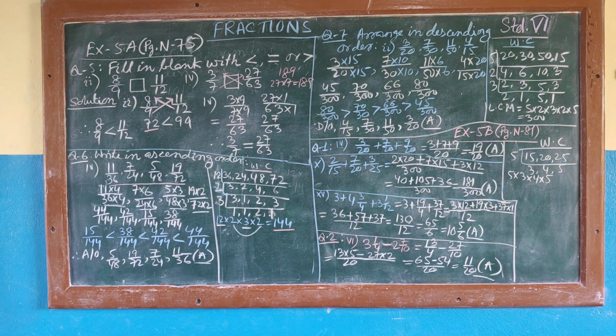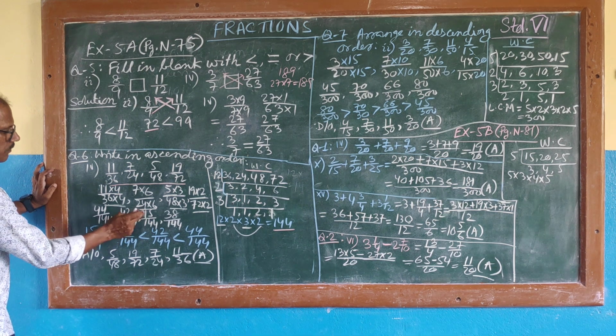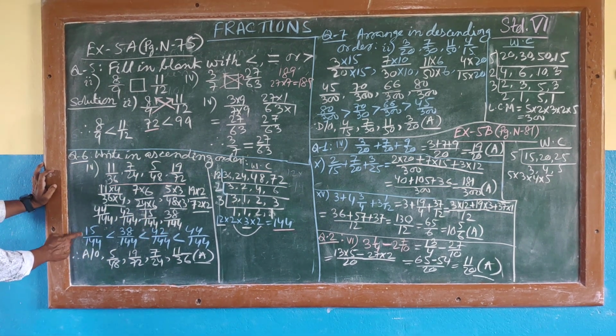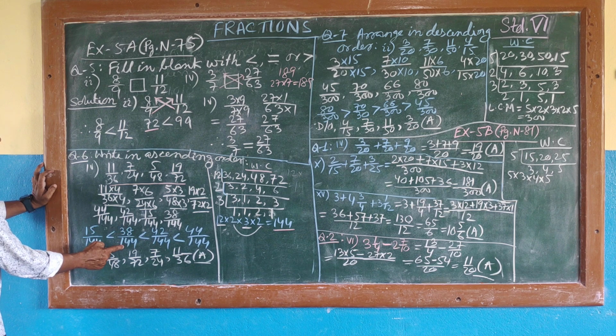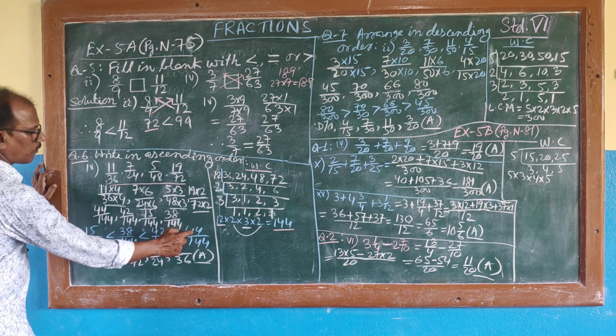Now see the numerators and compare. The fraction with the greater numerator is the greater fraction. You understand? Now arrange all of these in ascending order. Ascending order means smaller to greater. So what is the smallest? Among these, the smaller numerator is 15. 15 by 144 is the smallest. Then 38 by 144, then 42 by 144, then 44 by 144.